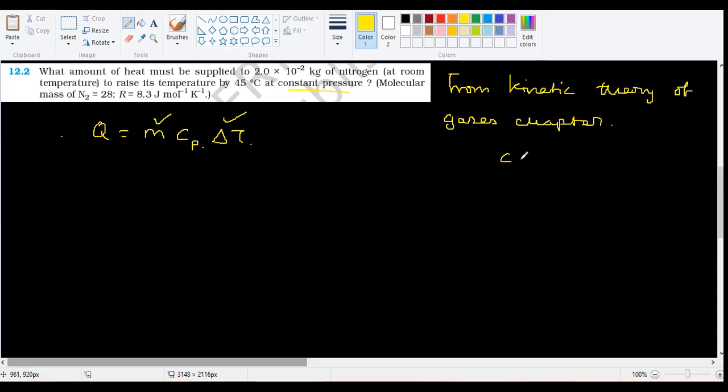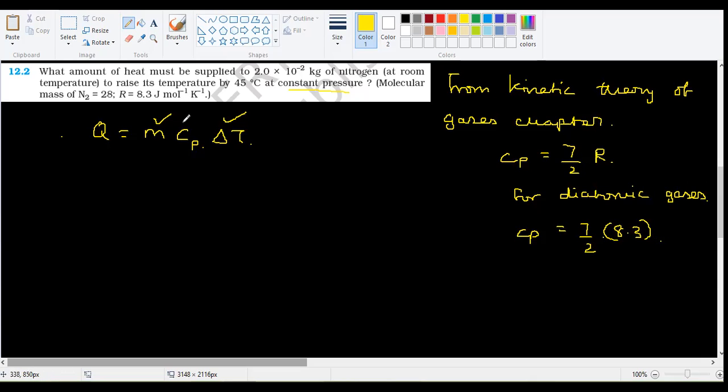So the Cp is given as 7 by 2 of R for diatomic gas. You see, nitrogen, oxygen, hydrogen, all these things are diatomic gases. Helium, for example, is a monoatomic gas. That means Cp is also known, so that means you can calculate the Q.